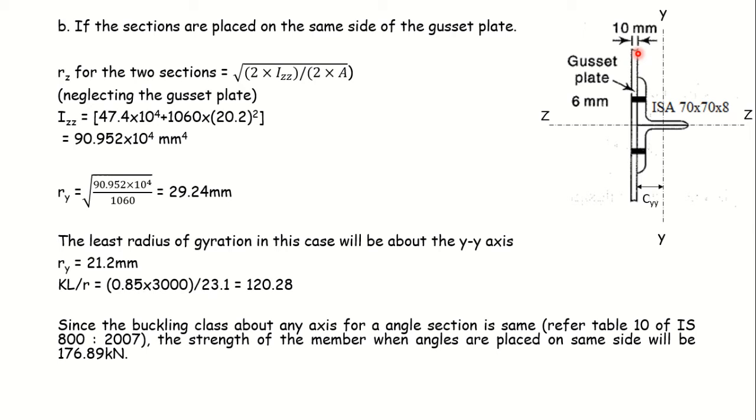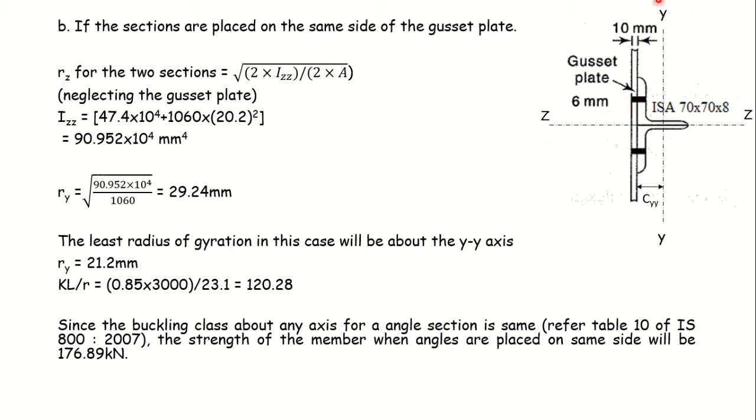This is the gusset plate. Now they have been placed on the same side of the gusset plate, not on the opposite side. On the same face of the gusset plate, the two angles have been positioned over here. So in this case, what will be the radius of gyration now? What will be the radius of gyration about this y-axis as well as about the z-axis?